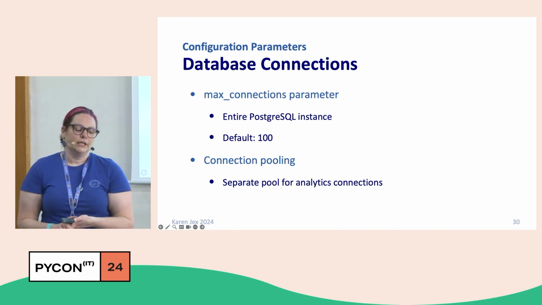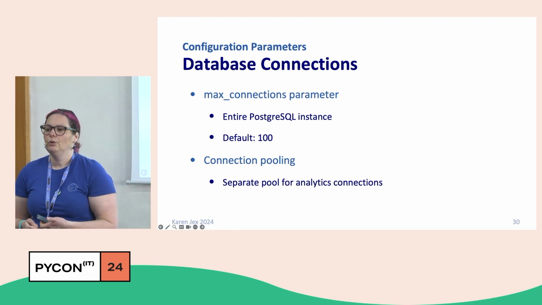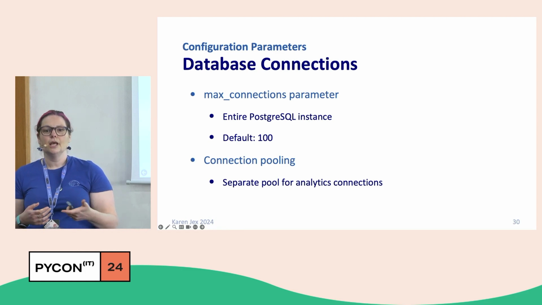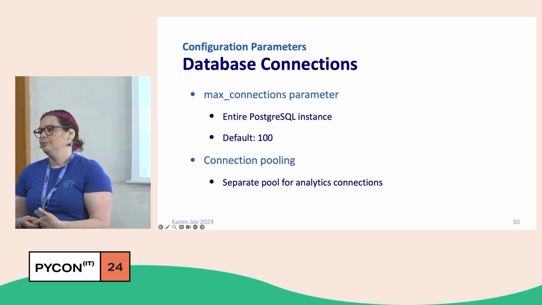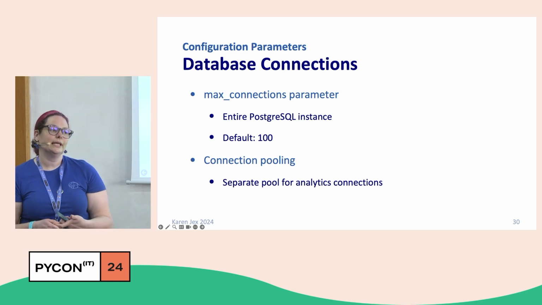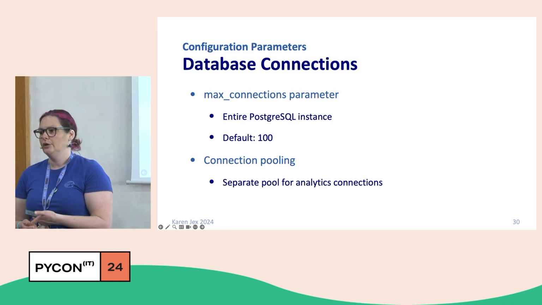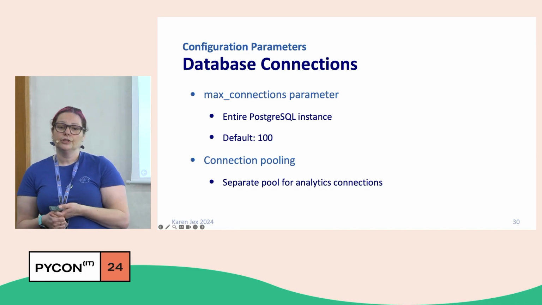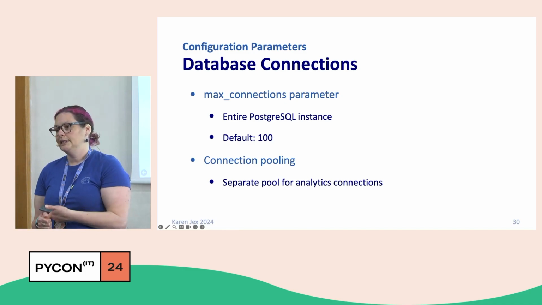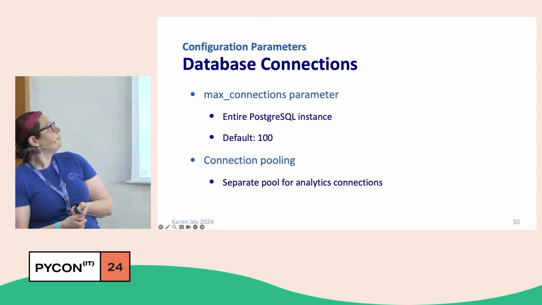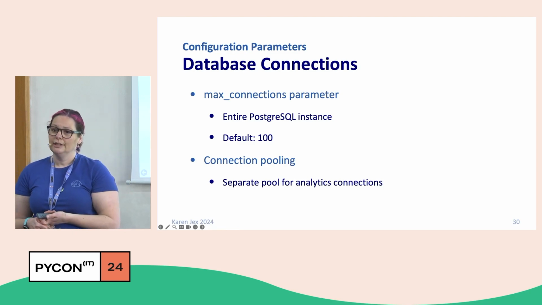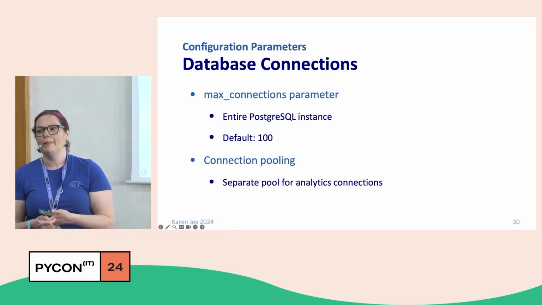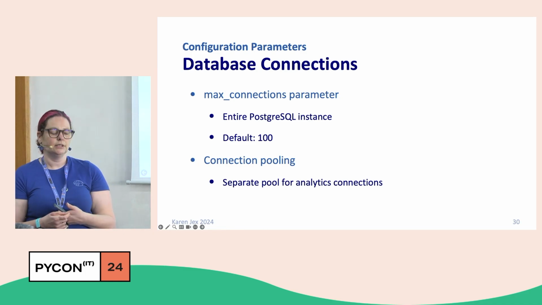Firstly, your database connections. So the chances are you won't have all that many concurrent analytics query sessions, but they are going to be resource intensive. So you probably want to keep an eye on them and make sure there aren't too many of them. You've got the max connections parameter in Postgres, but it's for the entire Postgres instance. By default, it's set to 100, and usually you don't want to set it much higher than that. It's a few hundred max in general for a Postgres instance.